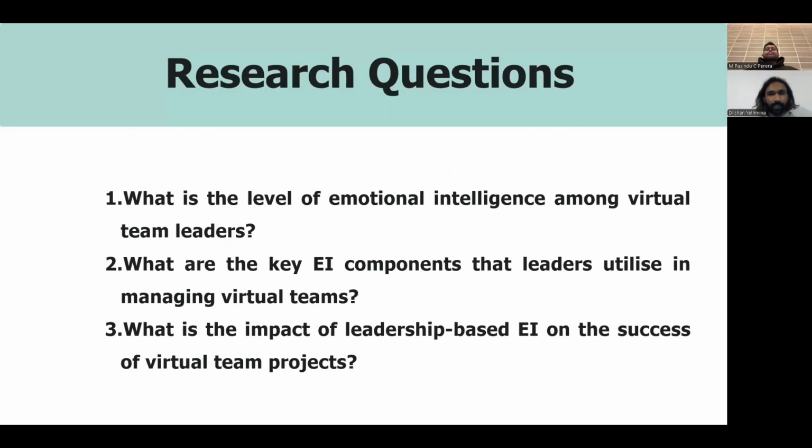Research questions. Our research is guided by three core questions. The first one is: what is the level of emotional intelligence among virtual team leaders? The second one is: which specific EI components are utilized most effectively in managing these teams? The third one is: how does emotionally intelligent leadership influence project success in virtual settings?